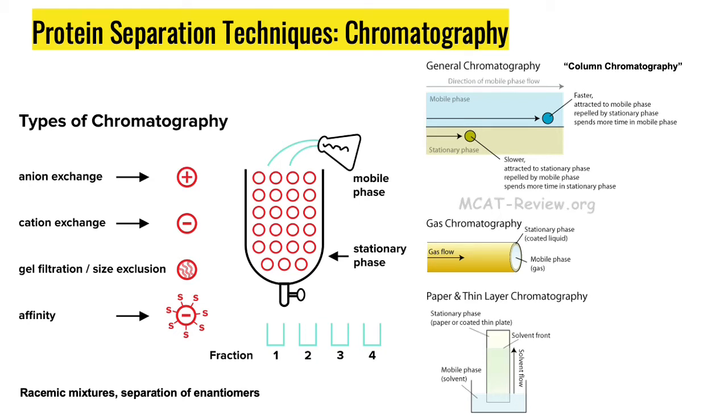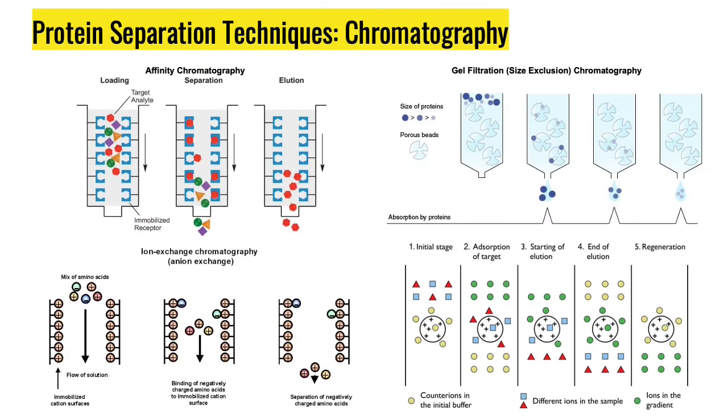Thin layer chromatography, or TLC, is useful in separating amino acids and small peptides based upon differences in polarity, by determining the distance the nonpolar molecules travel away from the polar origin through capillary action. Additional chromatography techniques include affinity chromatography, gel filtration or size exclusion chromatography, and ion exchange chromatography.